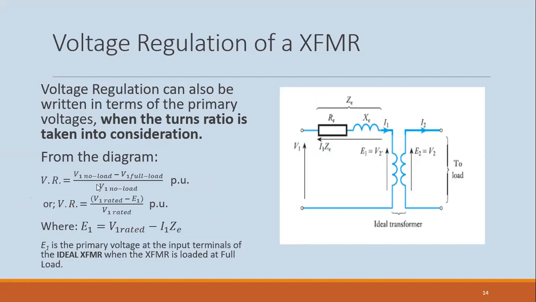But from what we spoke about a while ago, V1 would be the no load voltage. So E1 would be equal to V1 at no load. At full load, the voltage across here would be E1, and that E1 would be equal to, as I said before, V1 minus I1 ZE.